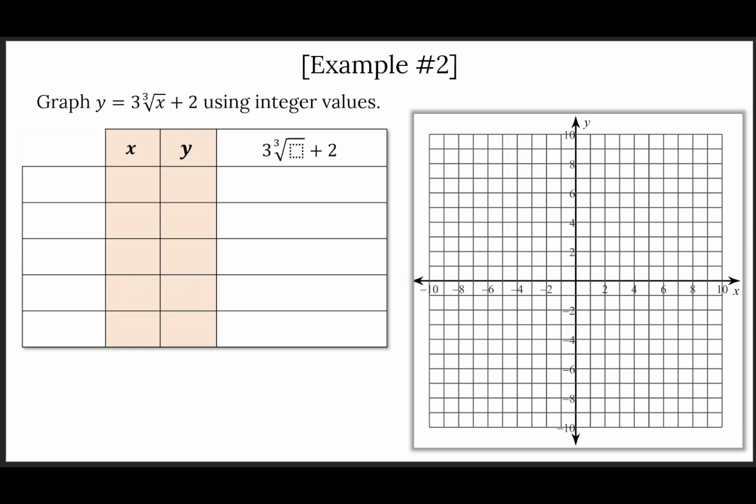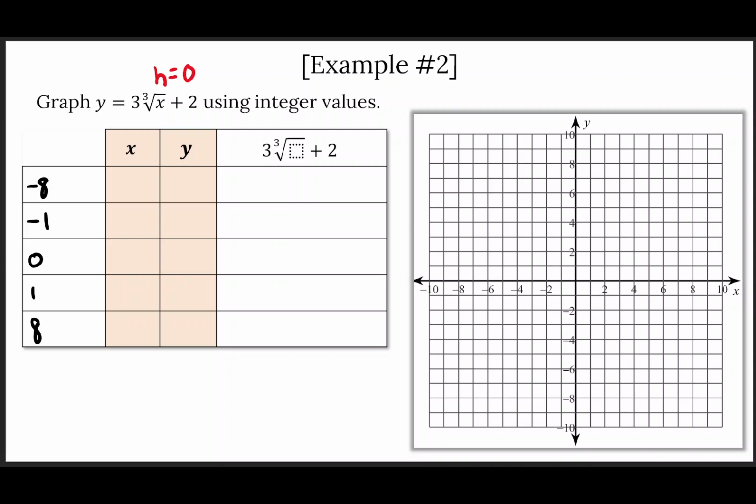Graph y equals 3 cube root x plus 2 using integer values. Notice how I paused when I said plus 2, because the plus 2 is not inside the root. If I'm setting up my table using my default cube numbers, -1, 0, 1, and 8, this one I don't see a number inside the root to counter with, as in an h number, but technically if it's not there, that means my h would be 0.